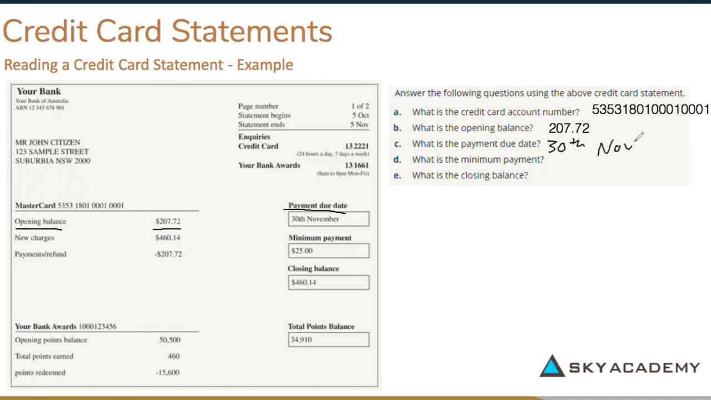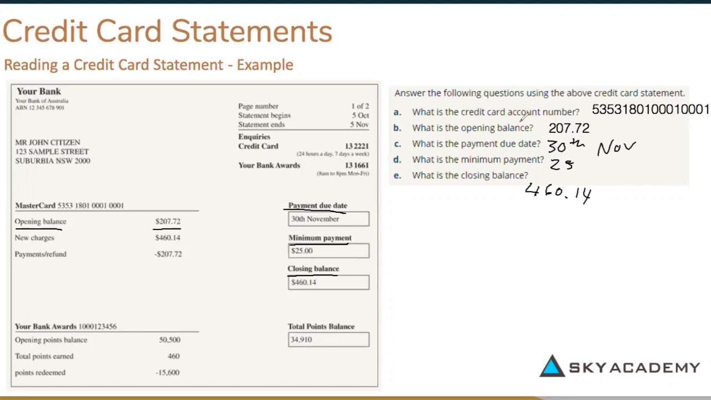Question D, what is the minimum payment? If you have a look here, minimum payment. So the minimum payment is $25. And what is the closing balance? You just simply look here once again, closing balance, 460.14. So that's just reading a credit card statement to answer questions.